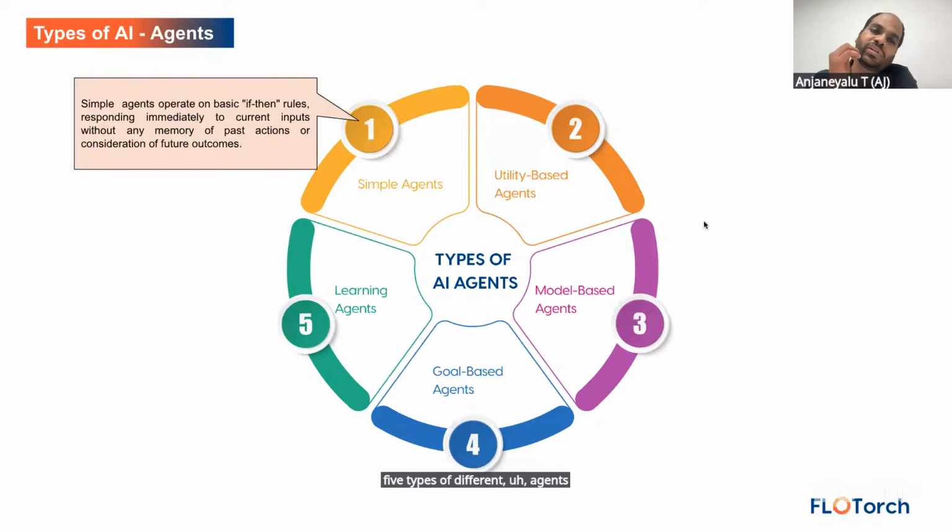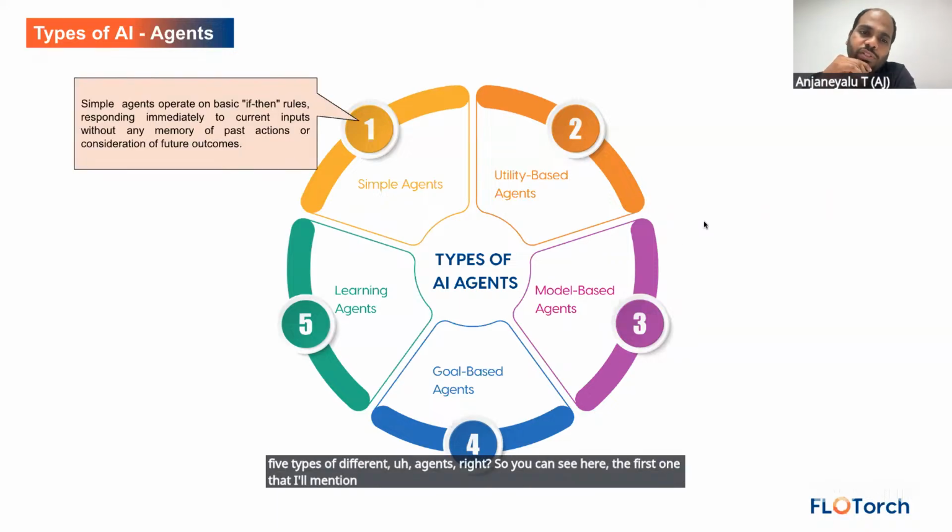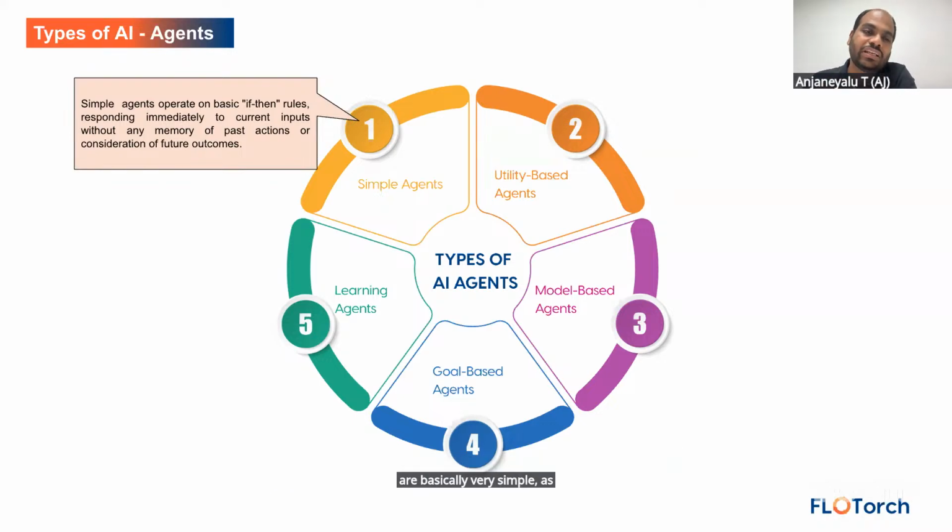The first one that I mentioned is simple agents. Simple agents are very simple, as the name suggests. They simply run on if-then rules, responding immediately to the current inputs without any memory of past actions or consideration of future outcomes.